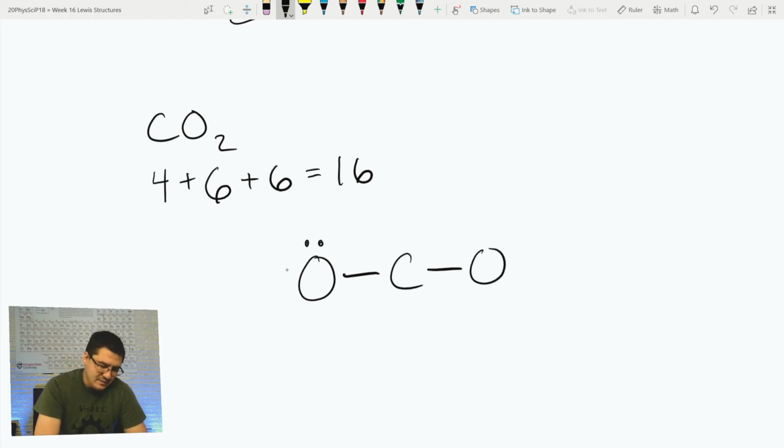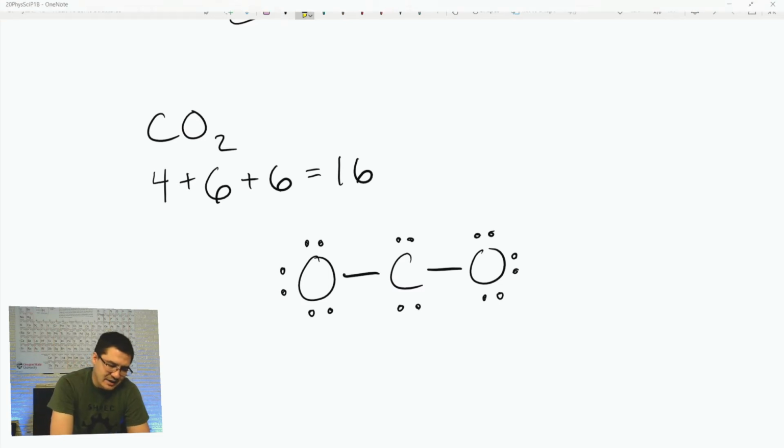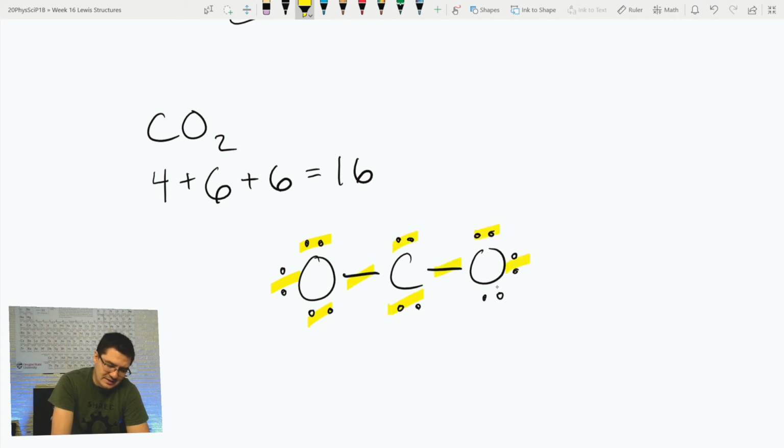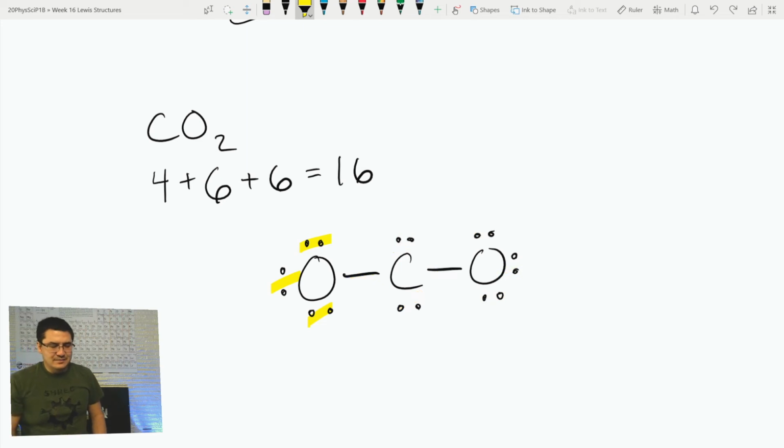Okay, then fill up dots around the other sides of all the elements. And you're like, oh, that looks pretty good. Everything looks kind of full. I've got dots around all the sides. I've got bonds in between. But if you add them up, I'm just going to count 2, 4, 6, 8, 10, 12, 14, 16, 18, 20. And you're like, oh no, I've used too many electrons.